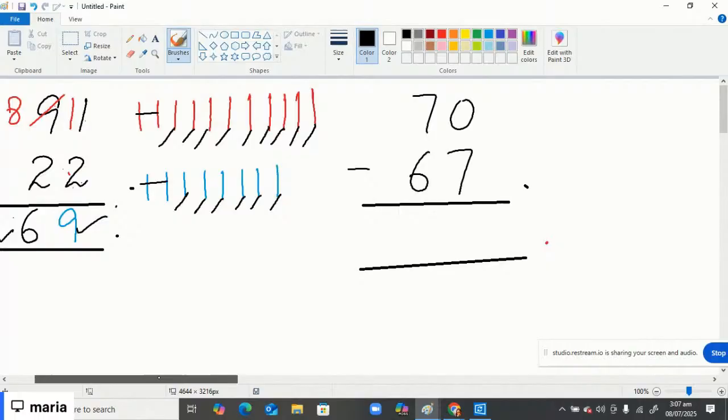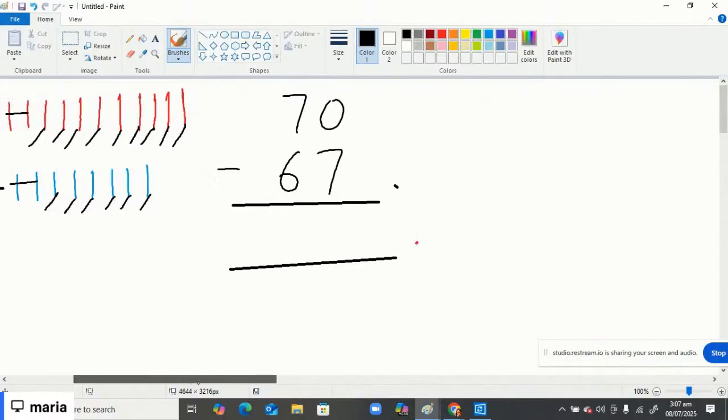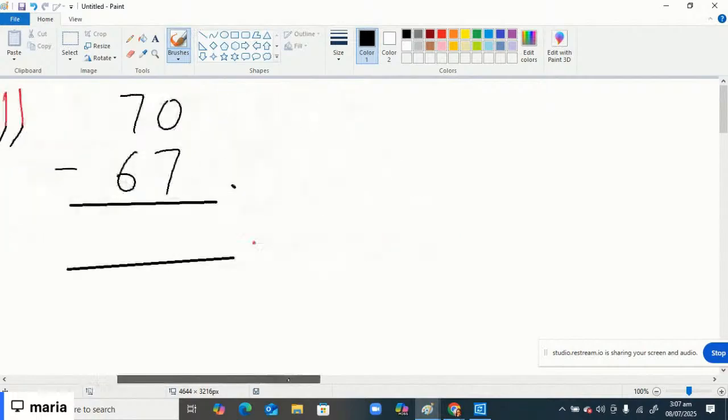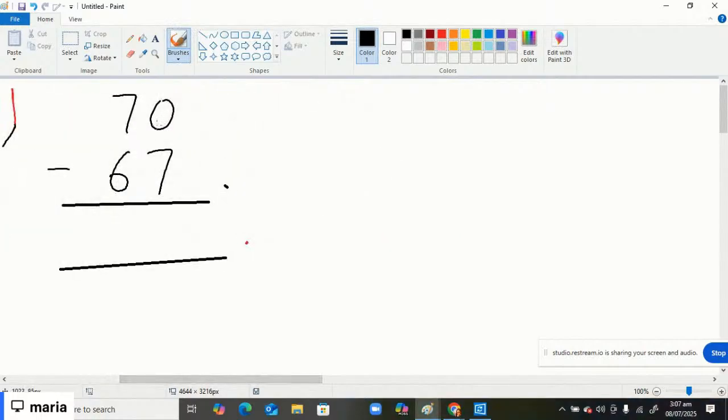Now let's do this one, 70 minus 67. How can we solve this one? First of all, 0 minus 7 is not possible. So what we do for that? We just borrow from the 7. So 7 becomes 6 and this 0 becomes 10. Okay. Now 10 minus 7.